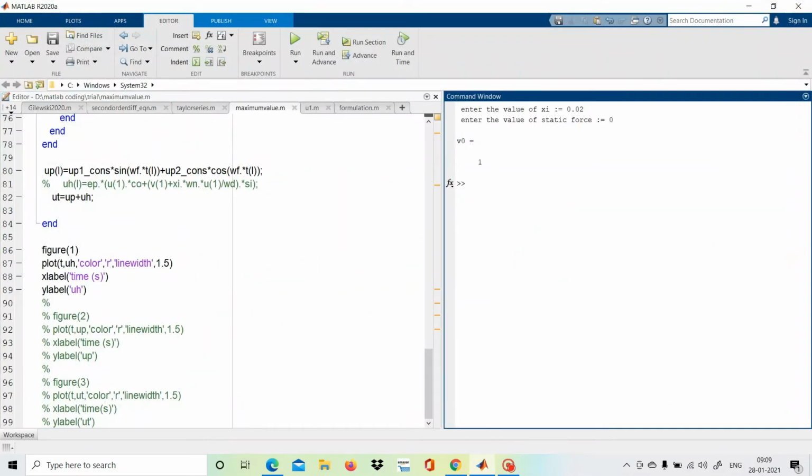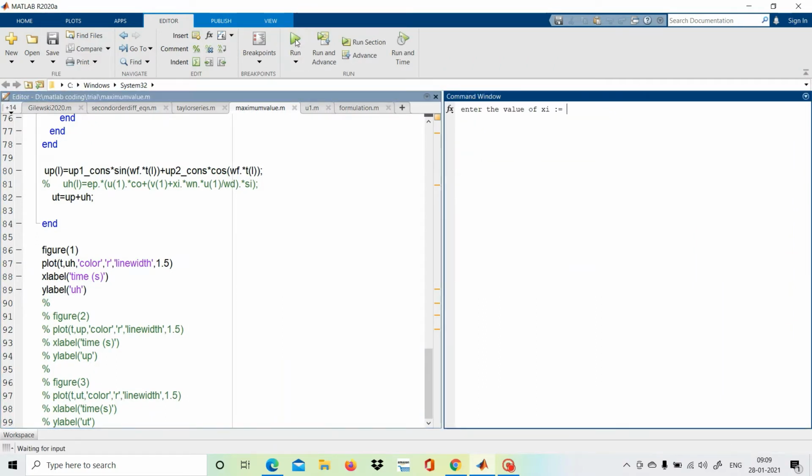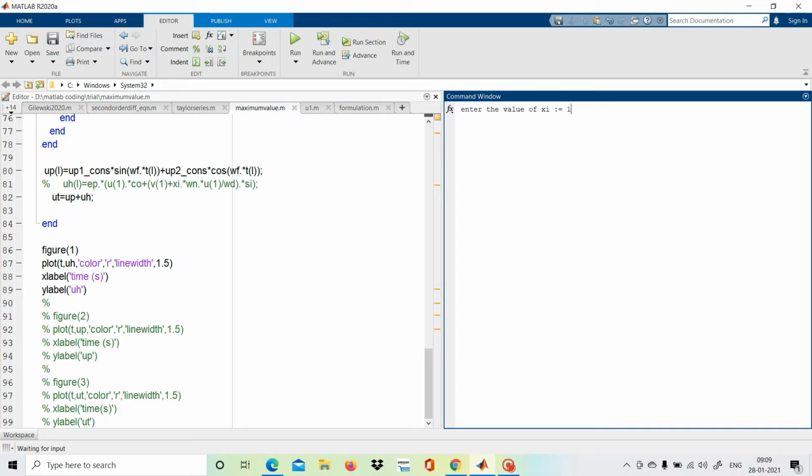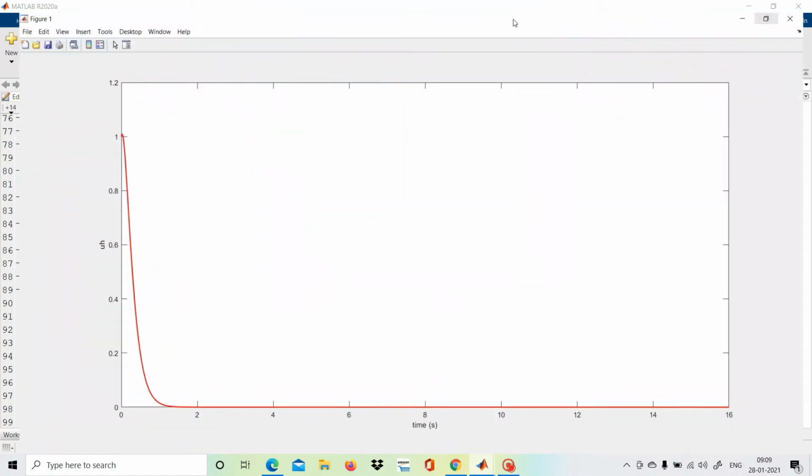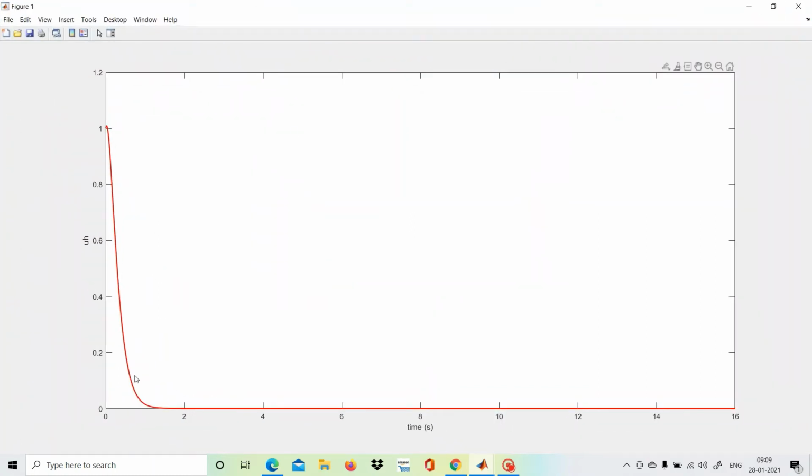Now we will go for the second case. We will run it again, and xi value is 1, so we go for critical damping. So we can see the vibration has already ceased at around 1, and it becomes 0 after that. So this is the critically damped case, where it was almost at 1 that it just ceased or became 0.